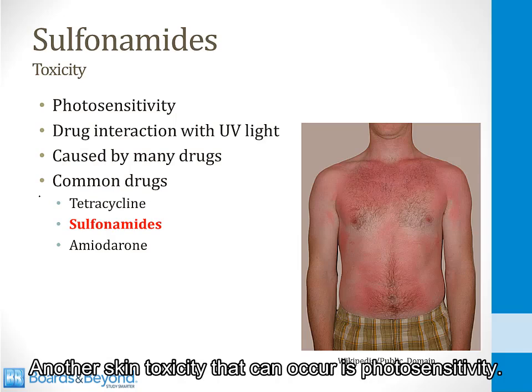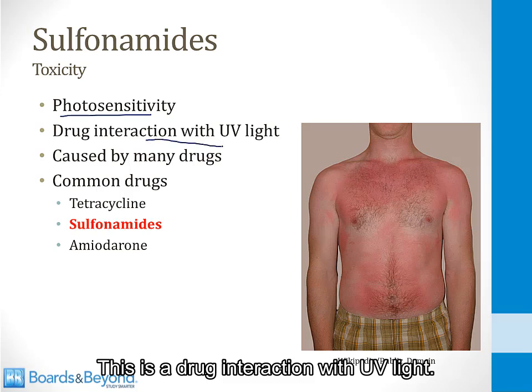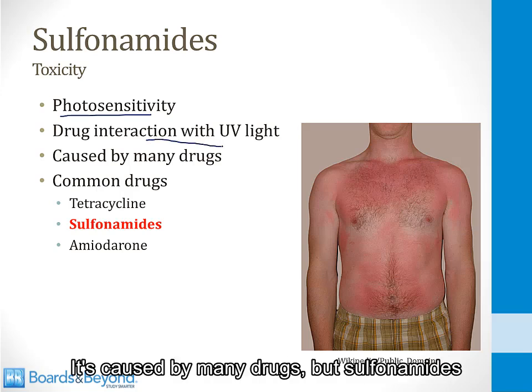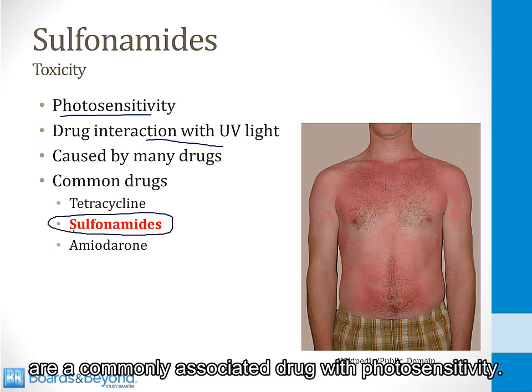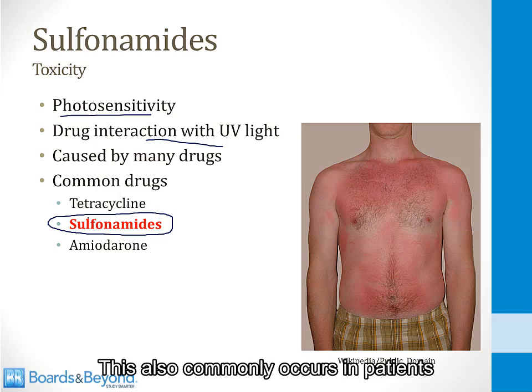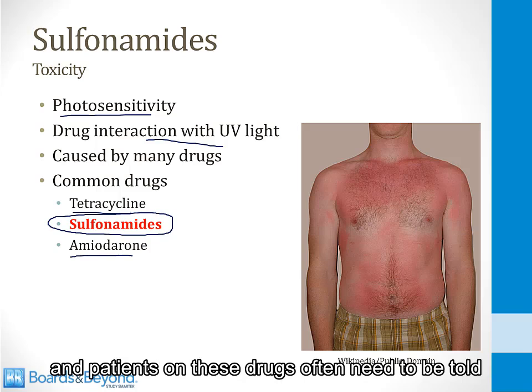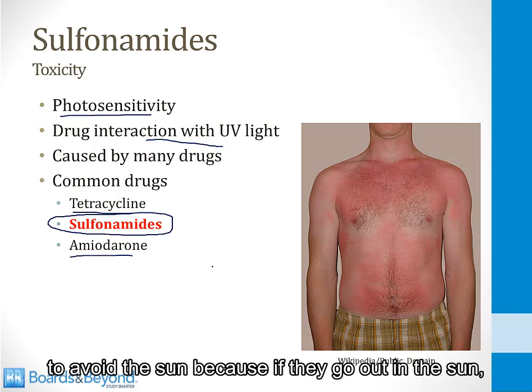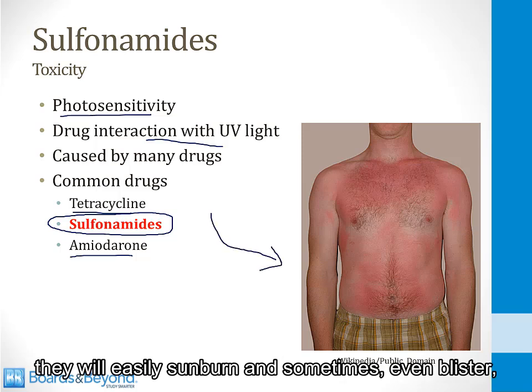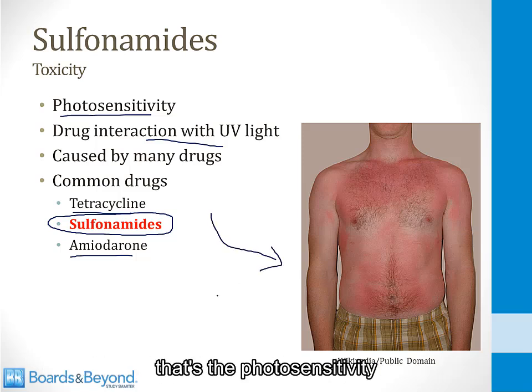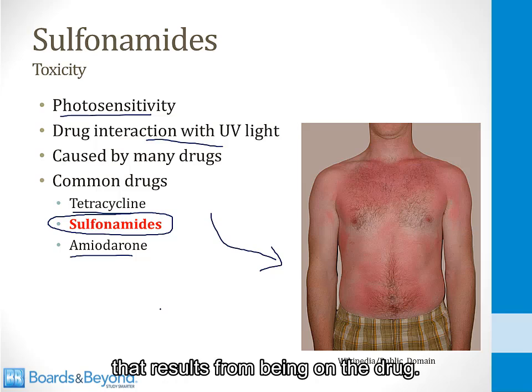Another skin toxicity that can occur is photosensitivity. This is a drug interaction with UV light. It's not an allergic reaction. It's caused by many drugs, but sulfonamides are a commonly associated drug with photosensitivity. This also commonly occurs in patients who take tetracycline or amiodarone, and patients on these drugs often need to be told to avoid the sun because if they go out in the sun, they will easily sunburn and sometimes even blister. That's the photosensitivity that results from being on the drug.